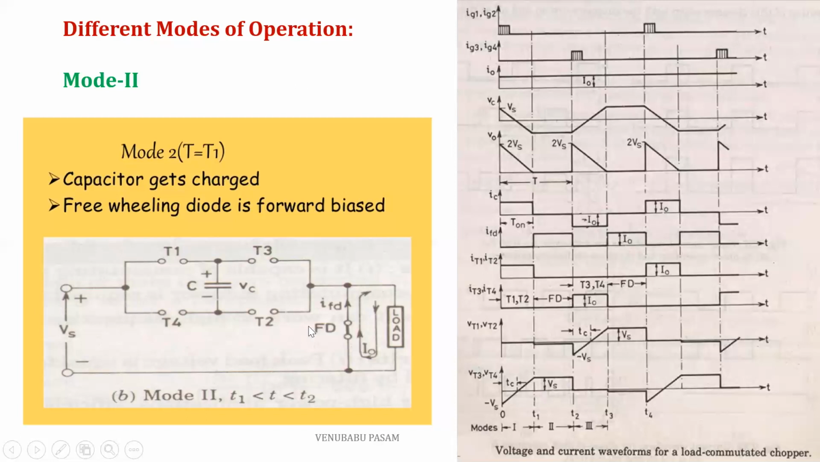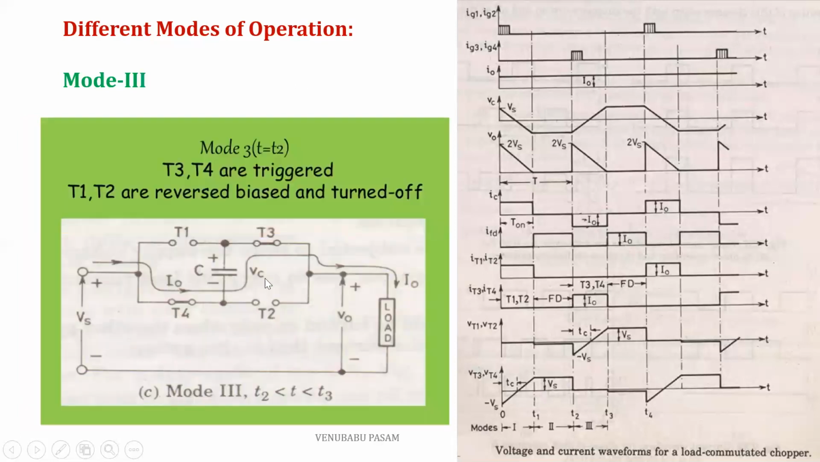Now coming to the mode 3 operation. In the mode 3 operation, we trigger the thyristors T3 and T4, and because the capacitor voltage is just above the source voltage, T1 and T2 get commutated. That means these are open circuit. Then the I0 current passes from source to load through T4, capacitor, T3.